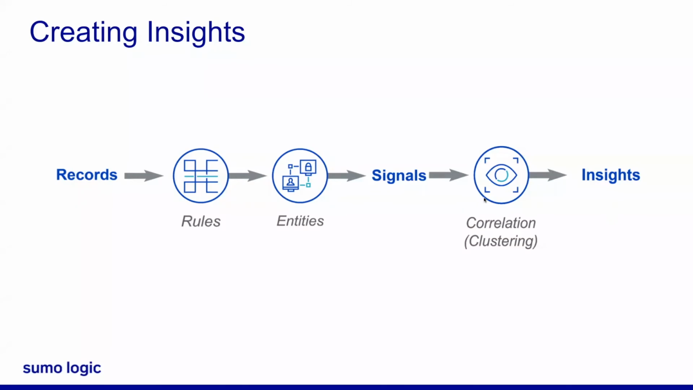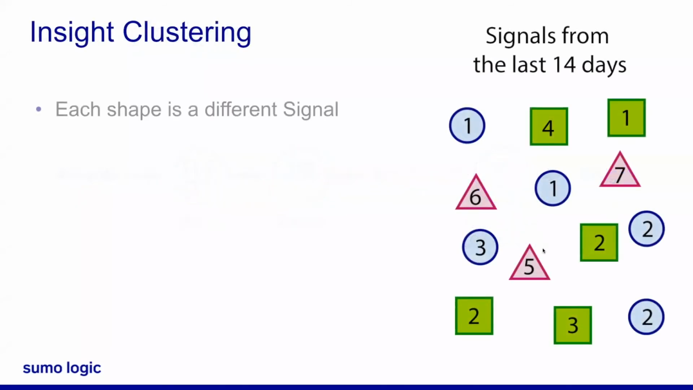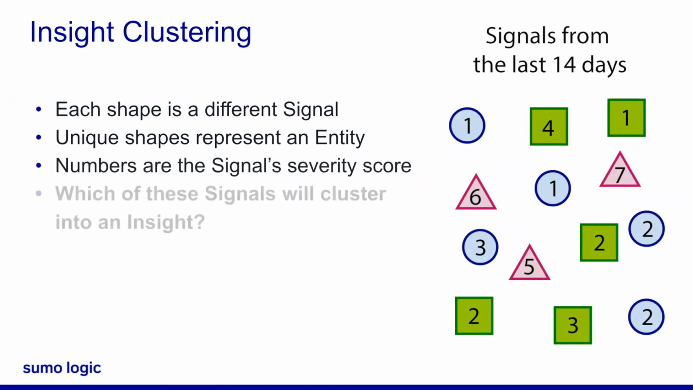All right, now here's a really cool visual example of insight clustering that I think you'll appreciate. So let's say we have 13 signals currently in our system from the last 2 weeks, and that's going to be represented by the different shapes on the right-hand side of the screen. So each shape on the slide is going to represent a different signal. Some of the signals are going to be entity A, those pink triangles. Those green squares are going to be entity B. Those blue circles are entity C. So we have our pink triangles, we have our green squares, we have our blue circles.